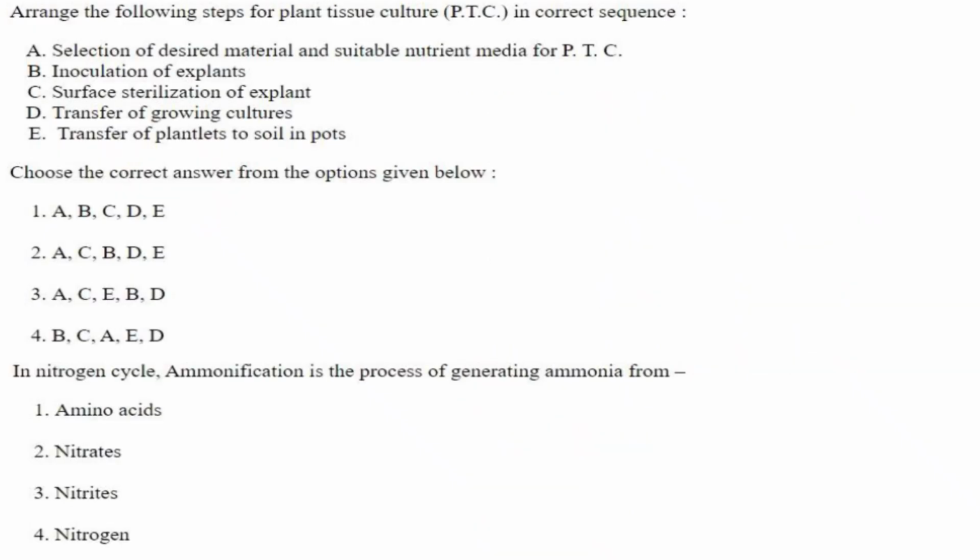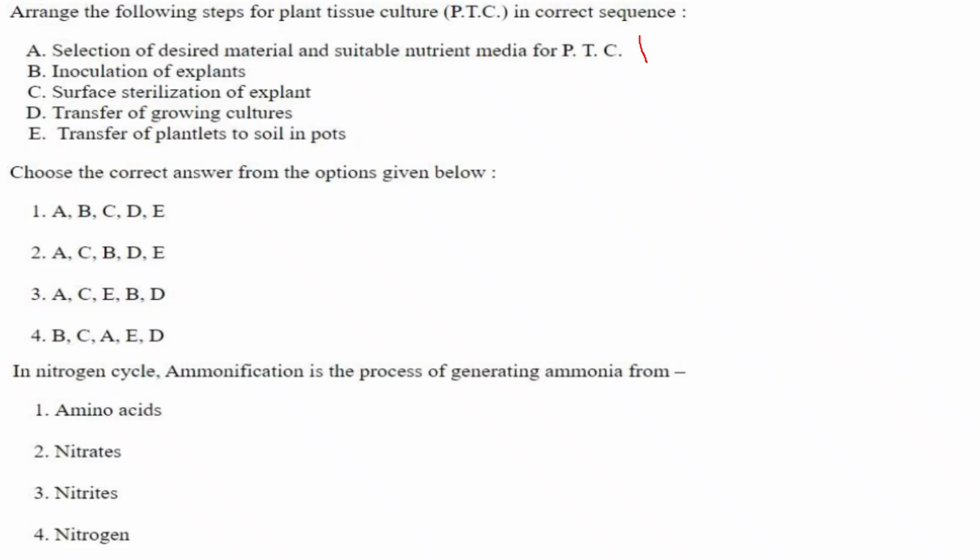Then next one, arrange the following steps for plant tissue culture in correct sequence. Okay. So selection of desired material and suitable nutrient media, yes, that you have to do. You have to decide which material you are going to use as explant, whether it is apical meristem or shoot tip or leaf pieces, etc. Then you have to choose which nutrient media you will be using, whether you will be going for the MS medium or the Gamborg's medium or white medium or whatever. So that you have done, then you will prepare the media and keep it aside.